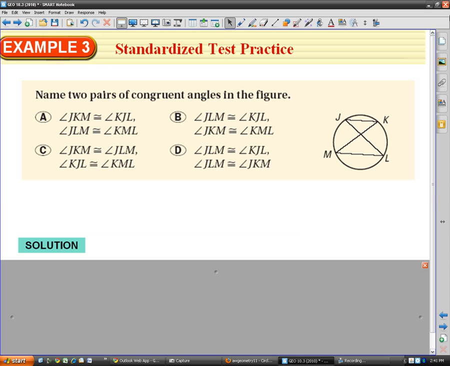It says name the pair of congruent angles in the figure. Now this one's always a tough one for people. I have angles inside that I've got to figure out. So I know that angle JLM, I'm just going to write this down, angle JLM is equal to the angle JKM, because they're intercepting the same arc, and that's just knowing that they intercept the same arc of JM.